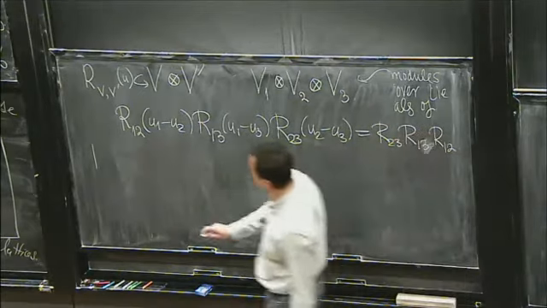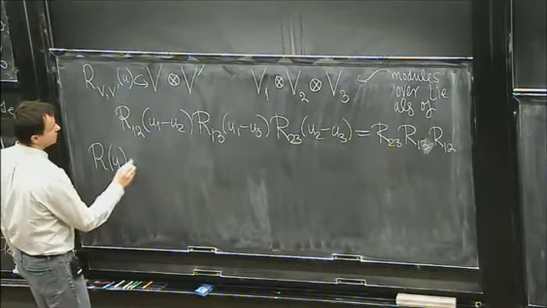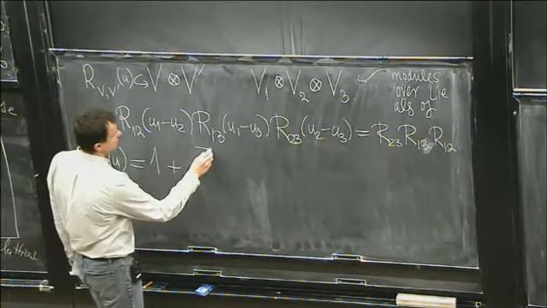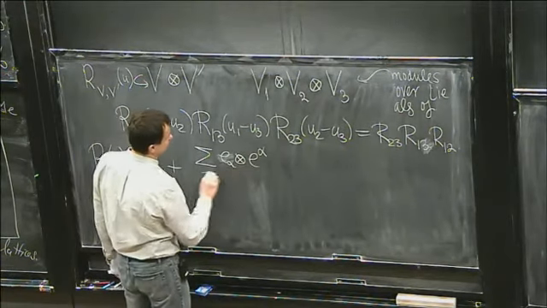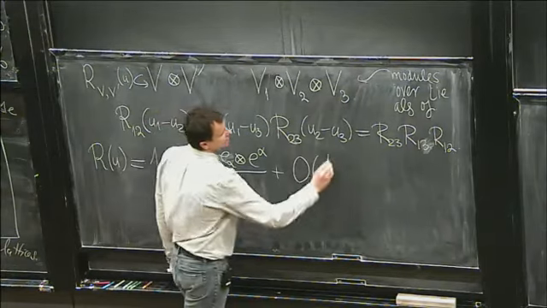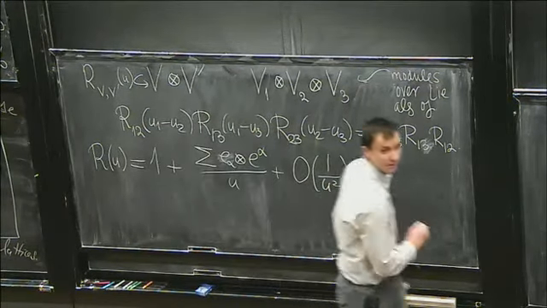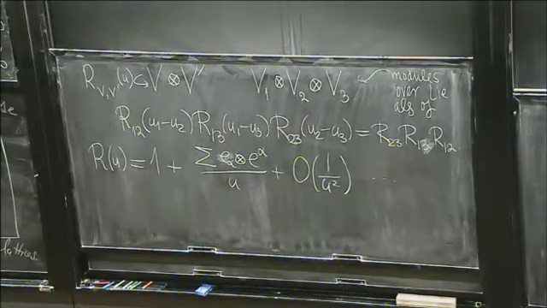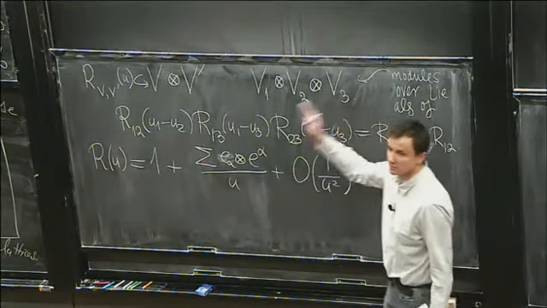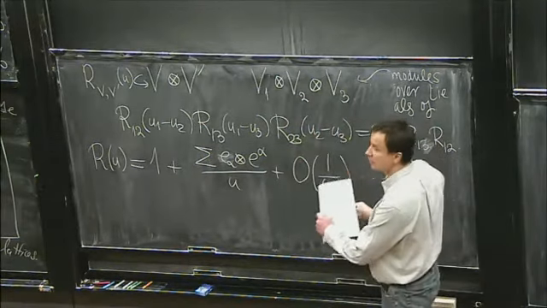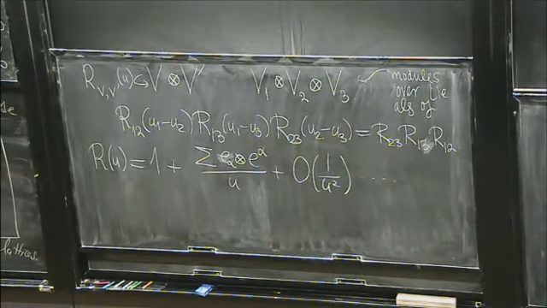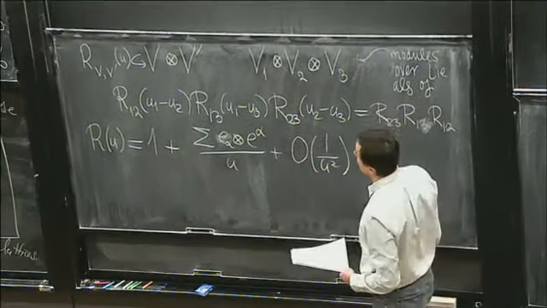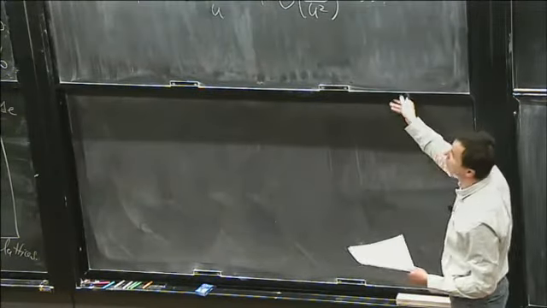And the particular solution we want is that R of U starts as 1 plus the sum over the dual basis of my Lie algebra, E alpha tensor E dual alpha over U, plus some series in U. And there's a general theory that for any semi-simple Lie algebra, this solves the Yang-Baxter equation up to order 1 over U, and there's a general theory of how to continue this solution.